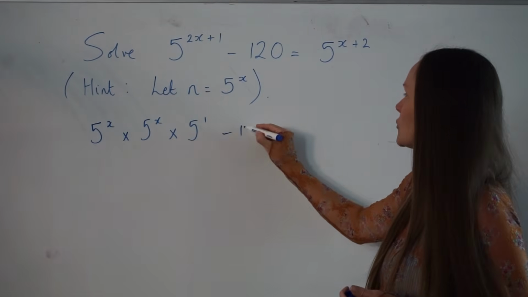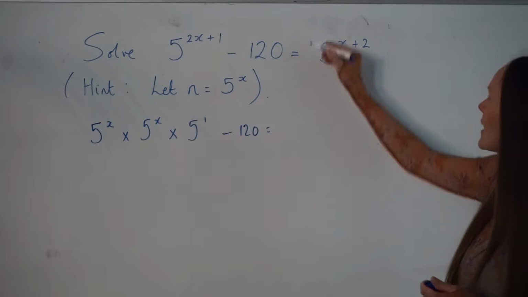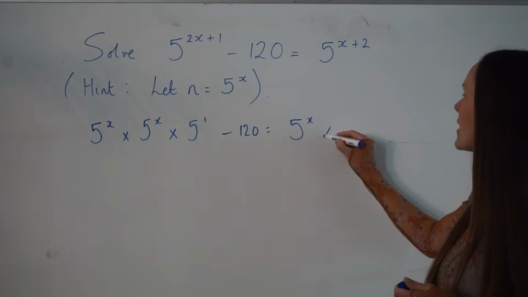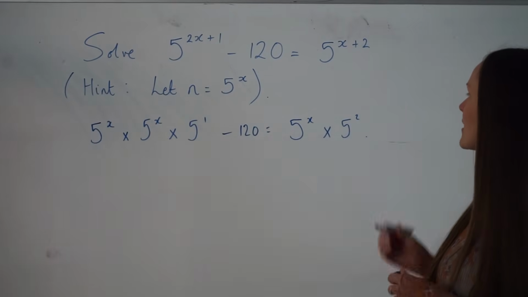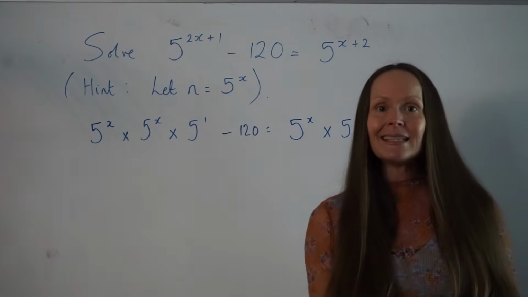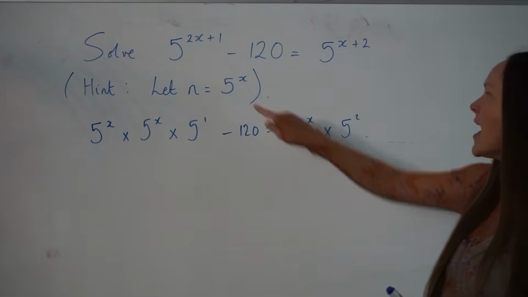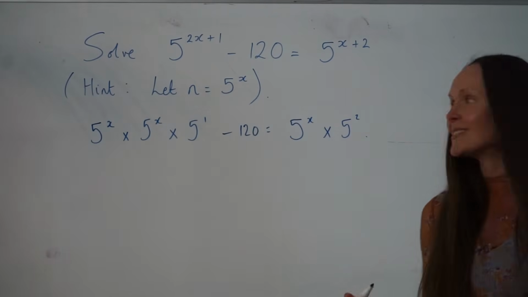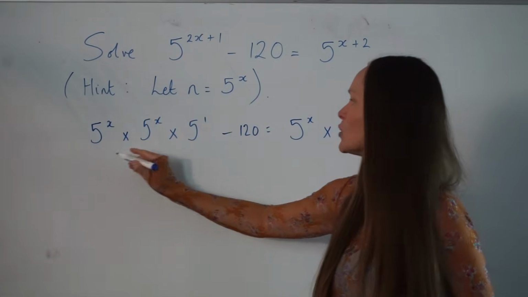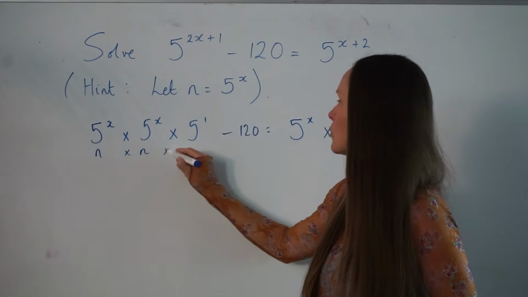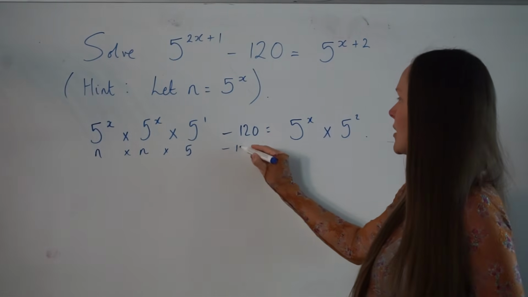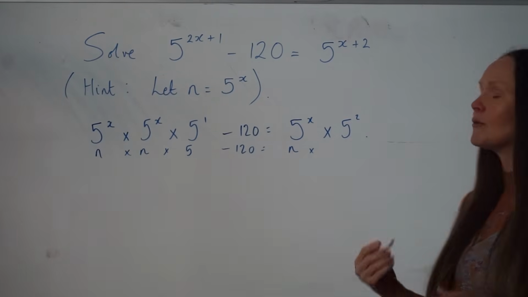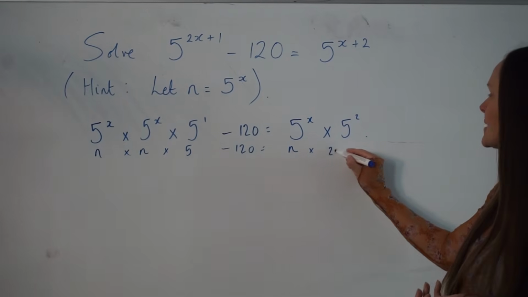Next we have minus 120, and then on the right-hand side, using the same idea as before, this could be rewritten as 5 to the power of x multiplied by 5 squared. Hopefully now it's really easy to see where we need to switch to n. Every time you see 5 to the power of x, you replace it with the letter n instead. So we have n multiplied by n multiplied by 5, minus 120, equals n multiplied by 5 squared, and 5 squared is 5 times 5, which is 25.